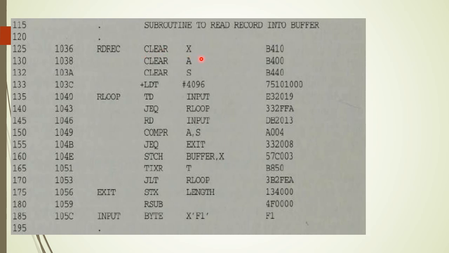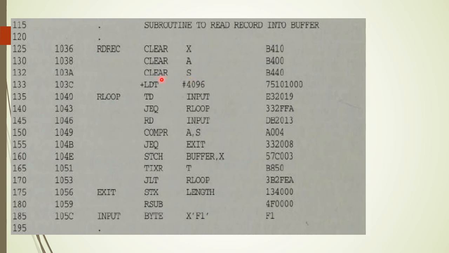Here the opcode for CLEAR is B4. The number of register X is 1. Only one register is mentioned, that's why the other register is 0. So for CLEAR A, it is B4, the value of A is 0, the number assigned to register A is 0, and the other register is not mentioned, that's why it is 0.